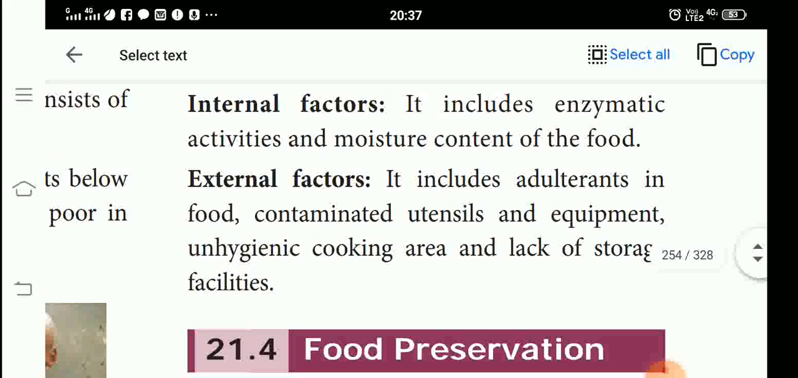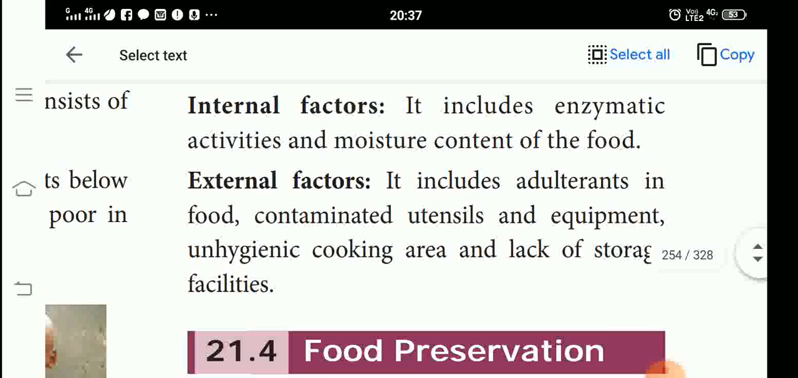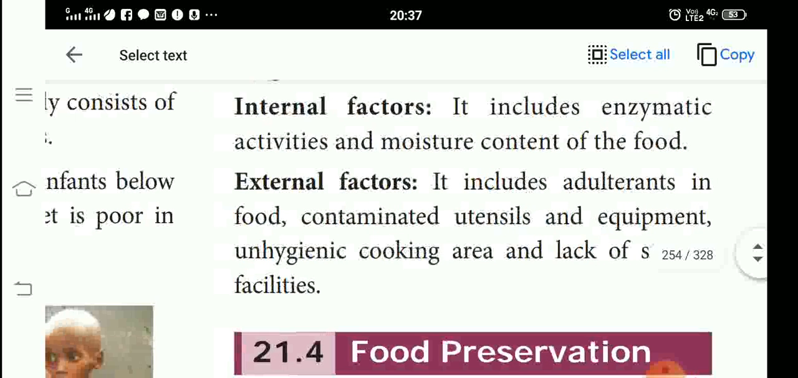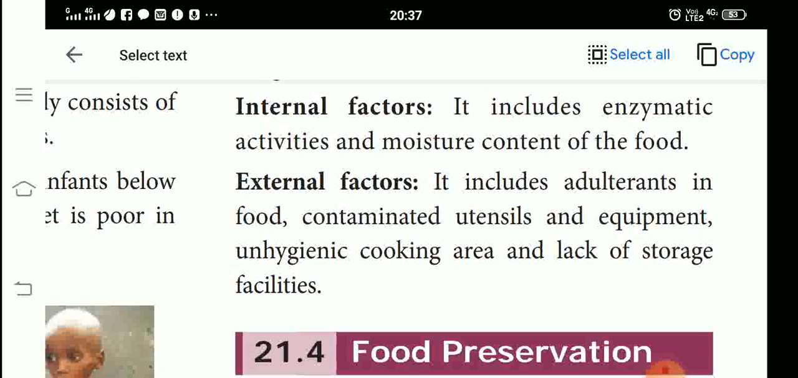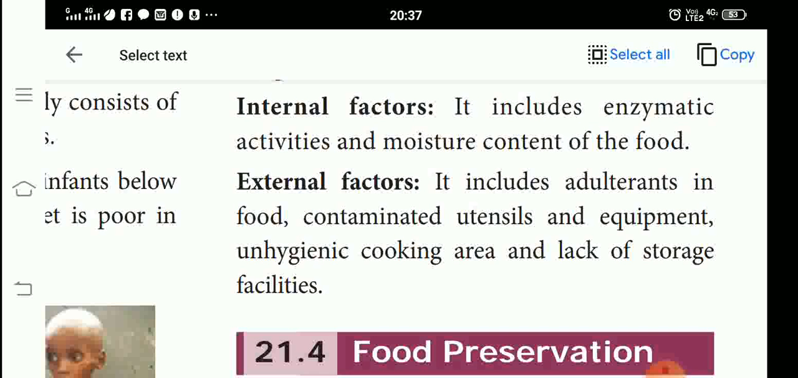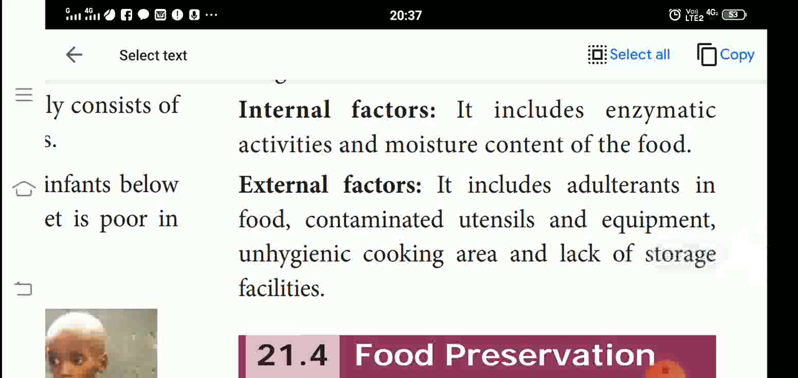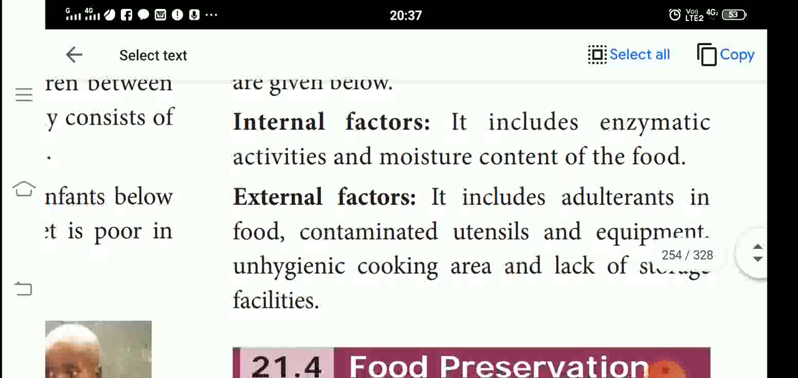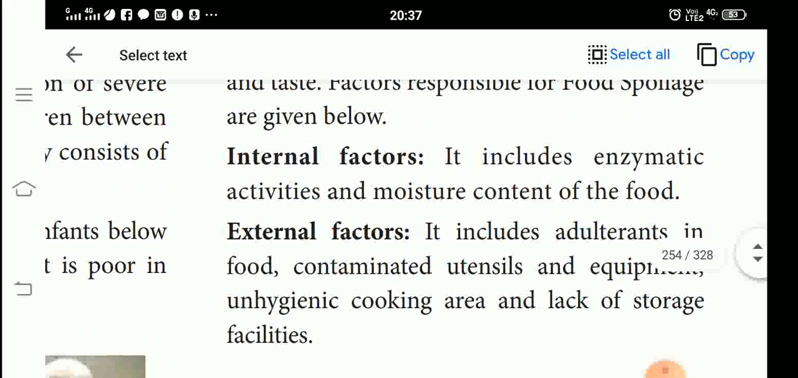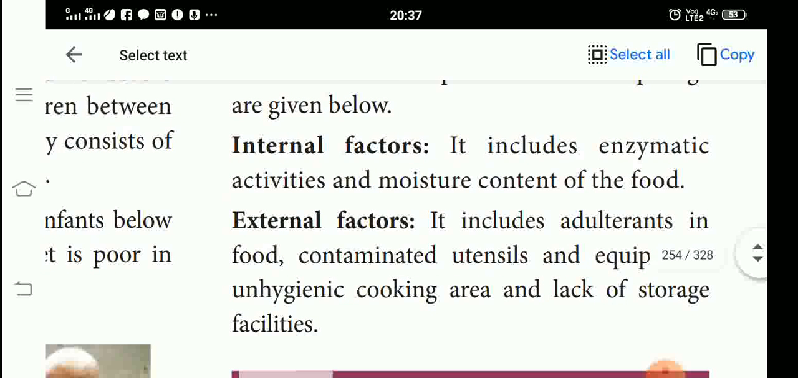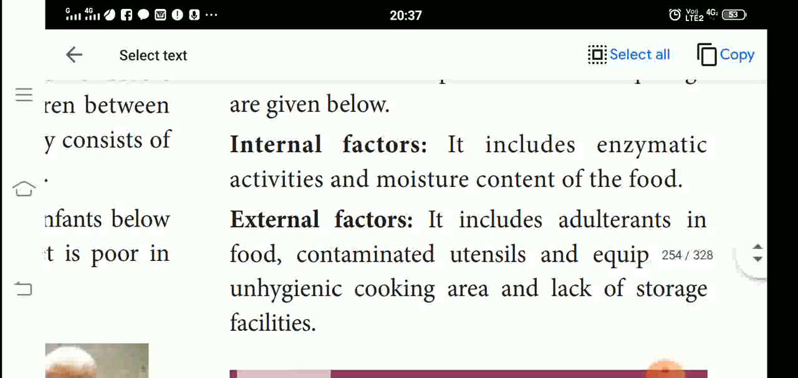If we do not properly wash the knife before cutting the vegetables, and if we are not cleaning the vessels before cooking the food, it will lead to what? It will lead to contamination of the food. Then unhygienic cooking area. If the cooking area is not clean or neat, then it will lead to contamination. And lack of storage facilities. If we are preparing more food, we keep it in the fridge or something else. If we do not have such a storage facility, what will happen? Automatically it will be spoiled.